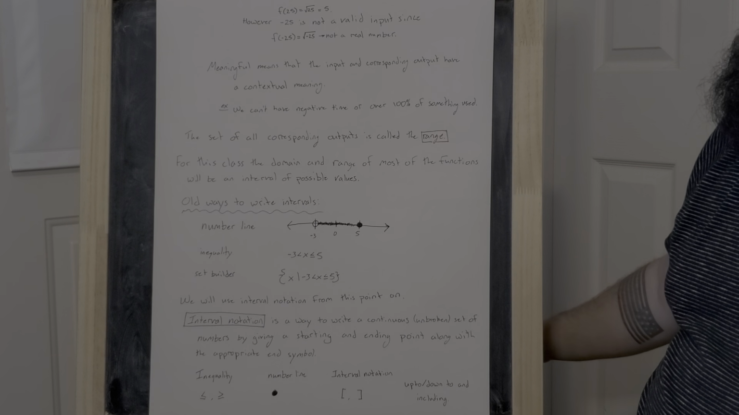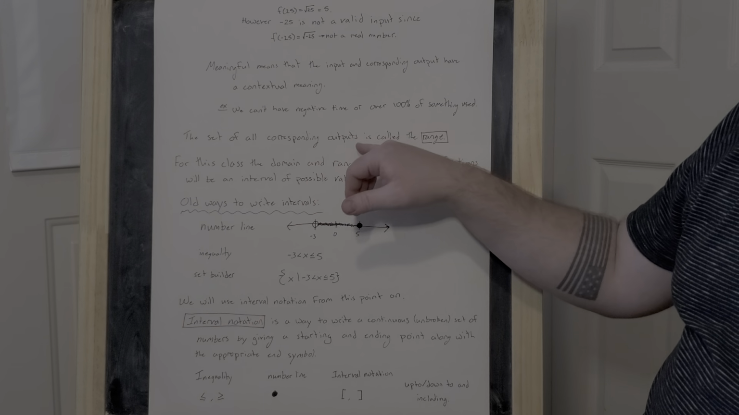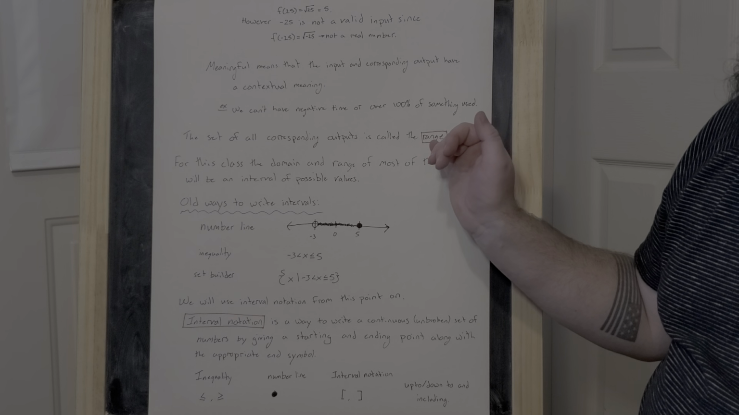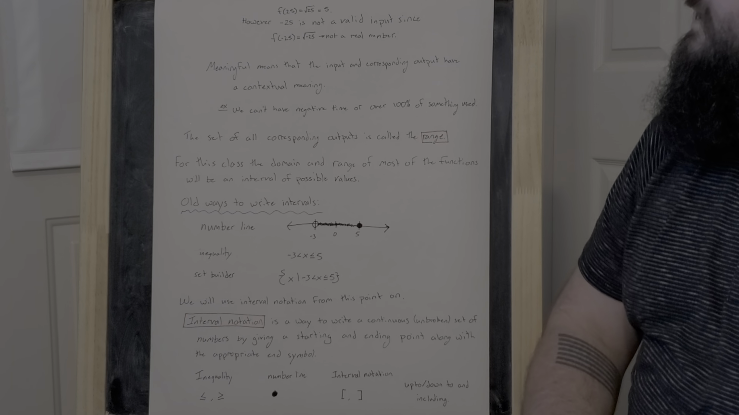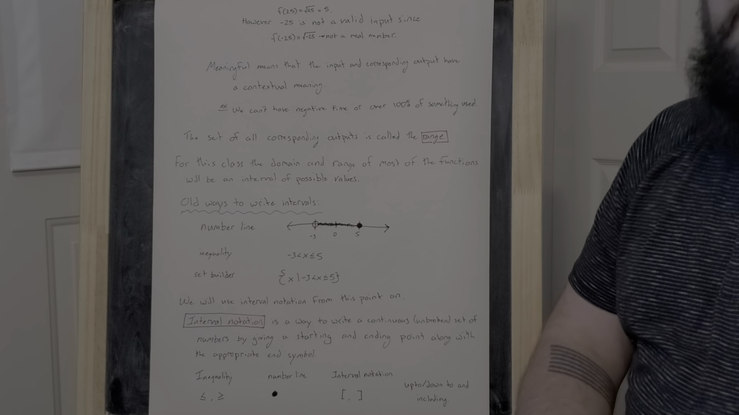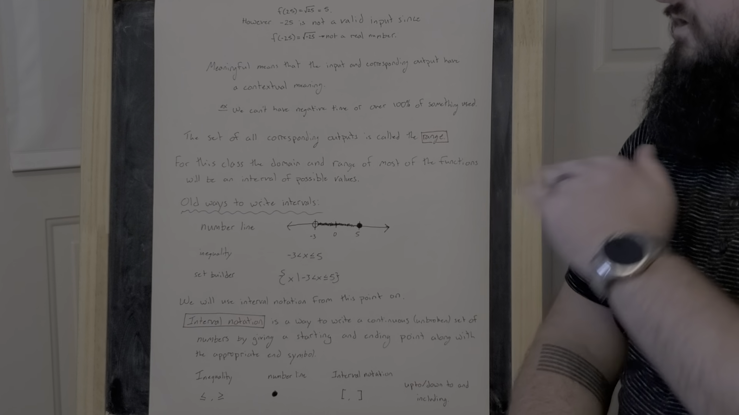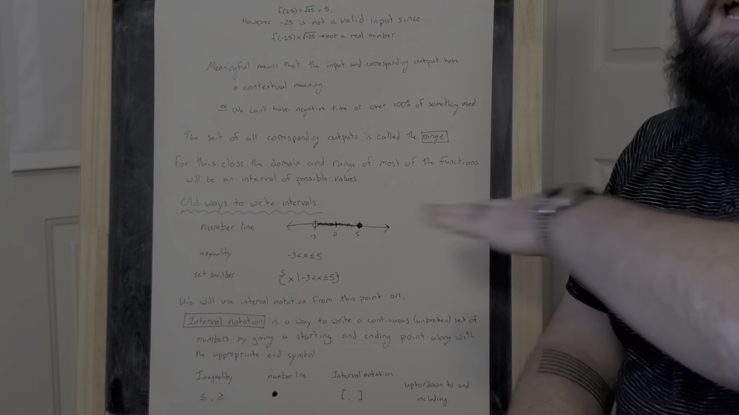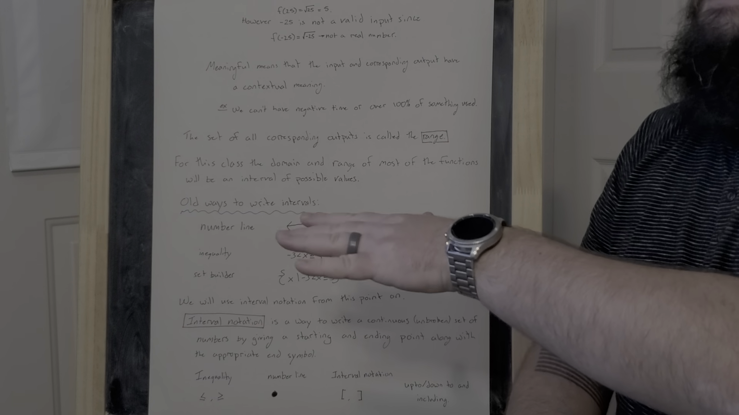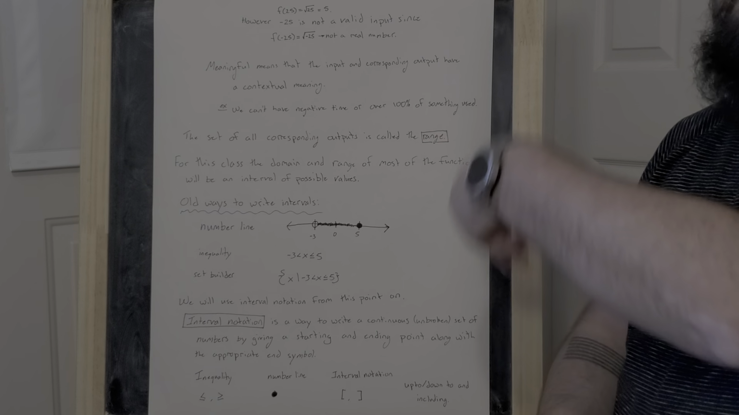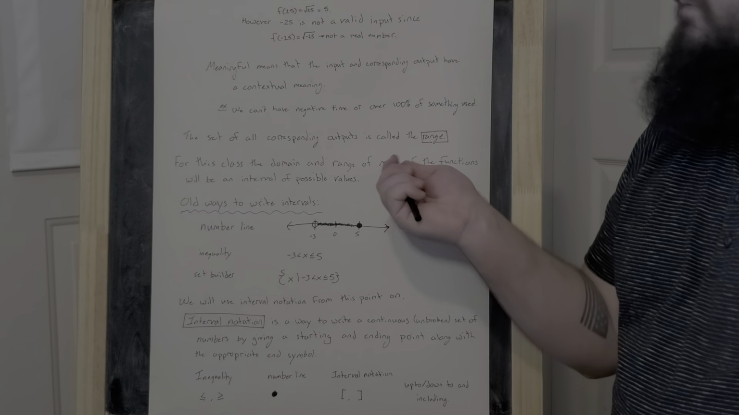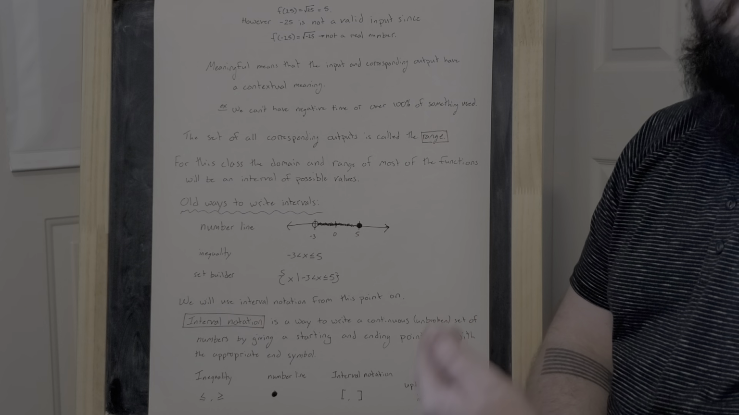Then, the set of all corresponding outputs is called the range. Range is very simple. It's just our corresponding outputs. Okay? Now, if we're thinking of this function graphically, domain is our horizontal axis, our x-axis, if you will. In other words, it's looking at that x-axis and saying what values on that axis give us some point of the function.